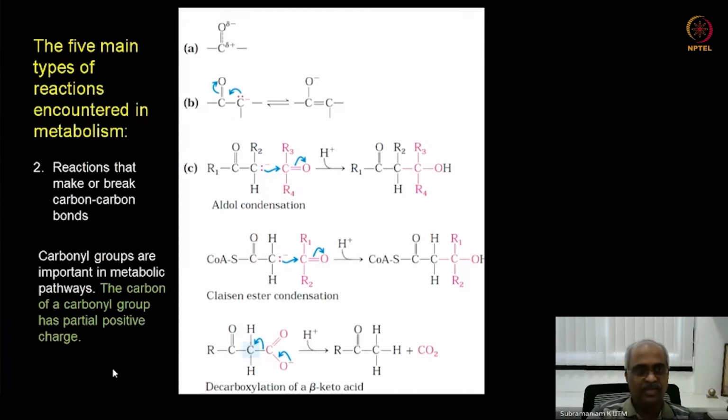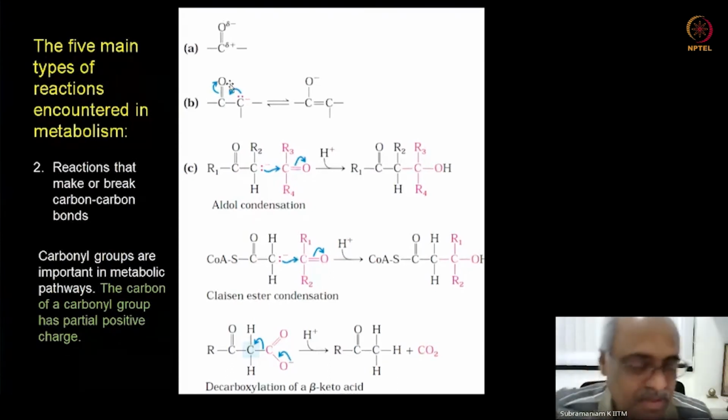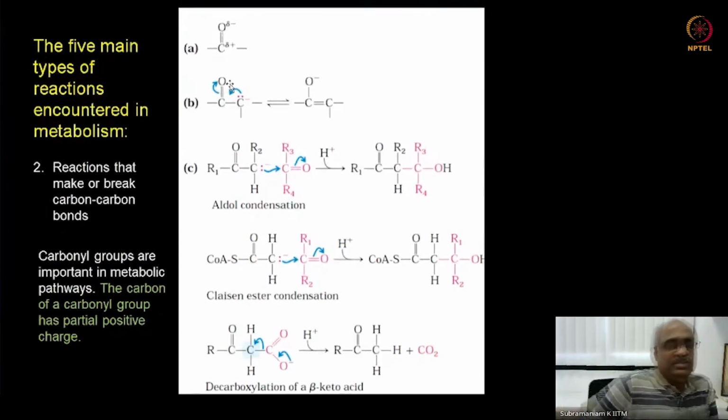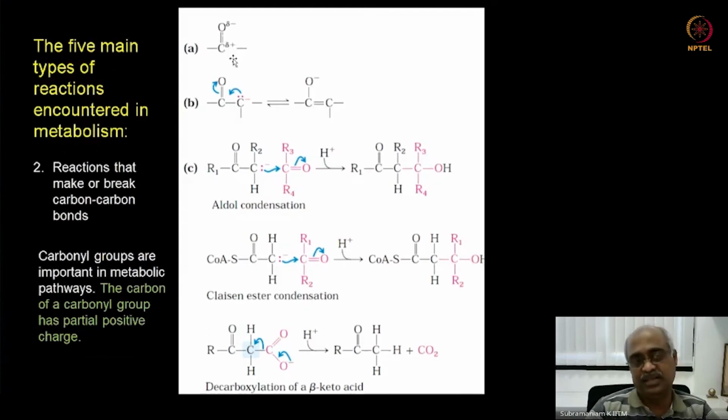That is this carbonyl group's special feature. So here is a carbonyl group. Carbonyl group means carbon double bonded to oxygen. So I just explained to you why this carbon will be partially positively charged and this oxygen will be partially negatively charged. So this already poises this carbon for reactions with other molecules.